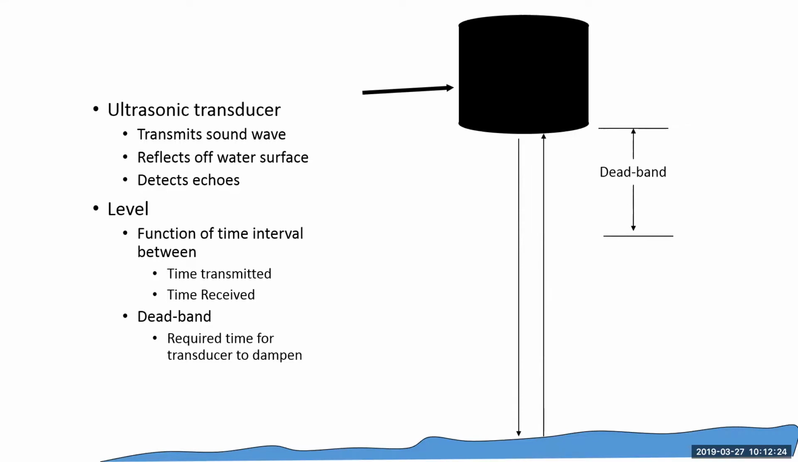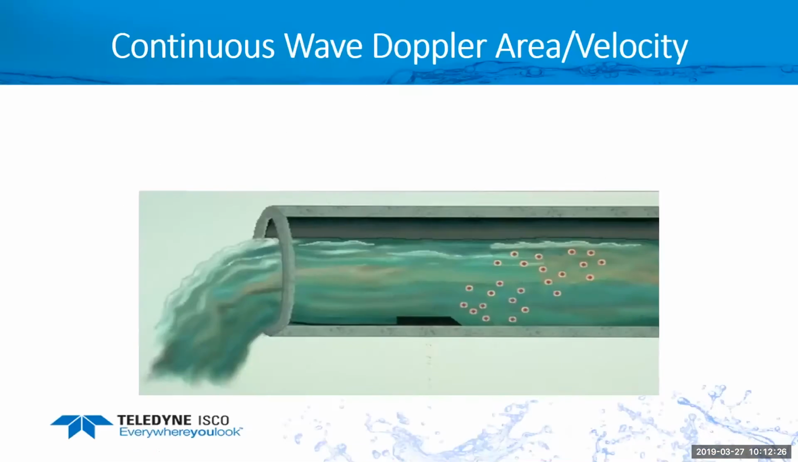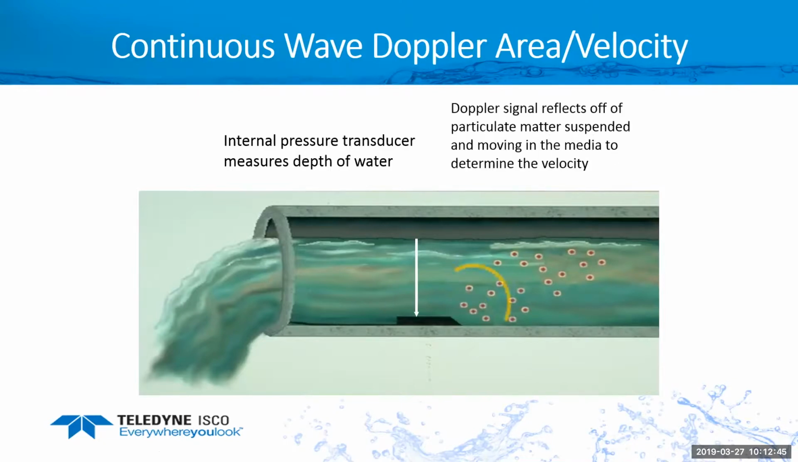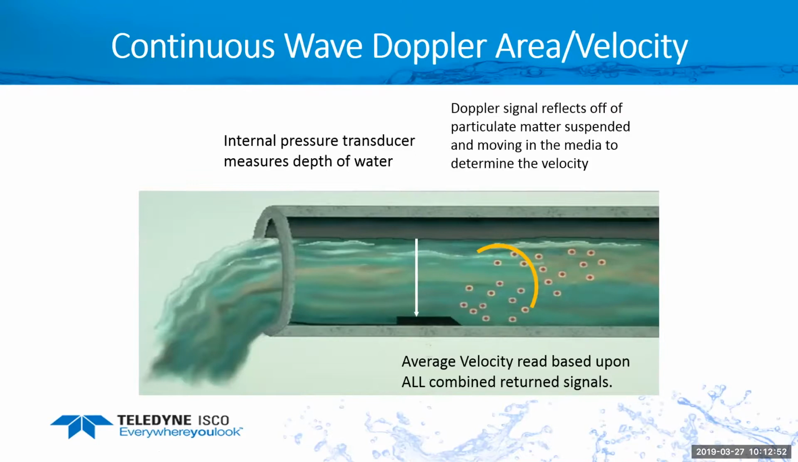Okay, so that's ultrasonic. Next is the continuous wave Doppler area velocity. So this is an area velocity sensor. It measures the area of water in the pipe, and it does that by using a level transducer. That pressure transducer measures the level inside that pipe, and knowing the shape and size of that pipe, we get the area. The next thing it does is it uses a Doppler signal, a sound wave, that shoots into the water. That signal bounces off particulates that are suspended in the water and moving with the speed of the water. So if we know how fast those particulates are moving, we know how fast the water is moving.